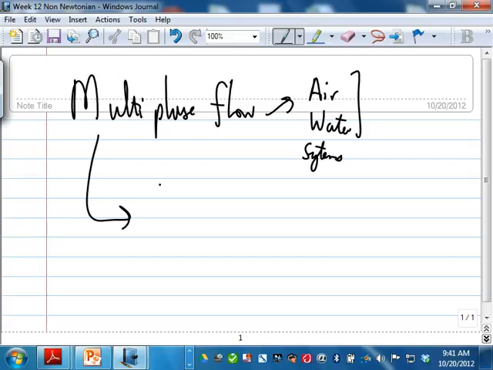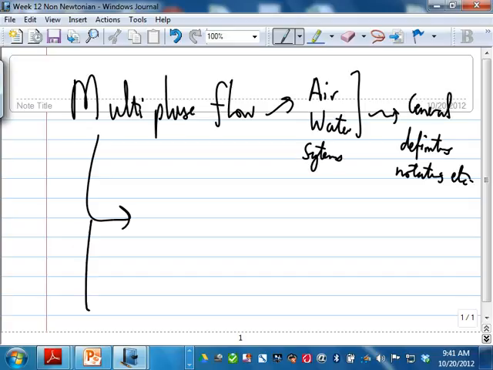Basically, I think first there are some general definitions, notations, etc. All right. Then after that, I think there are two main things. One is we'll do the easy one first. The easy one is bubble columns.